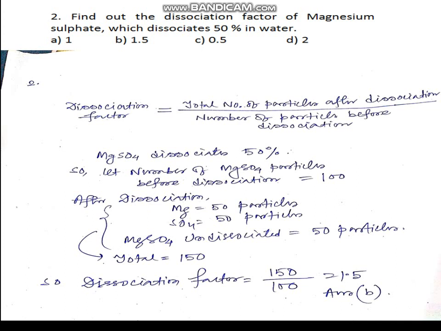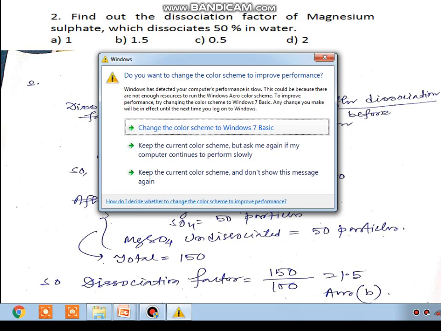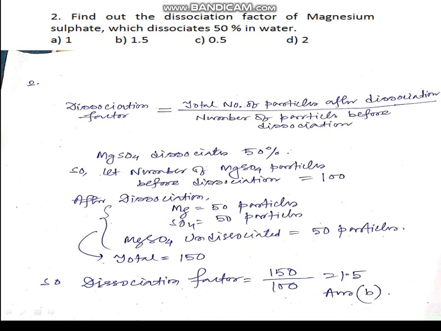next question 3, find out the dissociation factor of magnesium sulfate which dissociates 50% in water. So options are A 1, option B 1.5, option C 0.5, option D 2. So the correct answer is 1.5. The dissociation factor for magnesium sulfate which dissociates 50% in water is 1.5. So how to calculate? As we discussed earlier, the dissociation factor equals the total number of particles after dissociation divided by the total number of particles before dissociation.